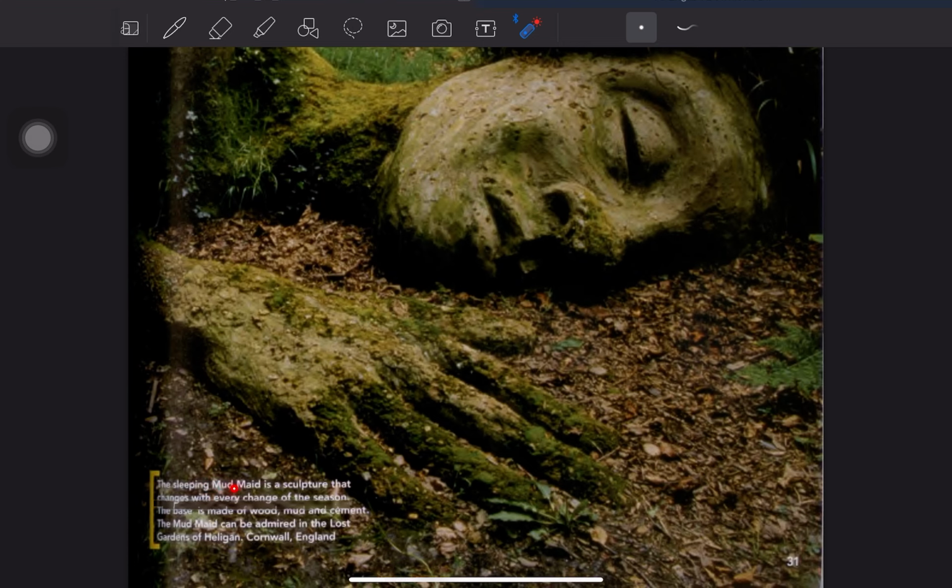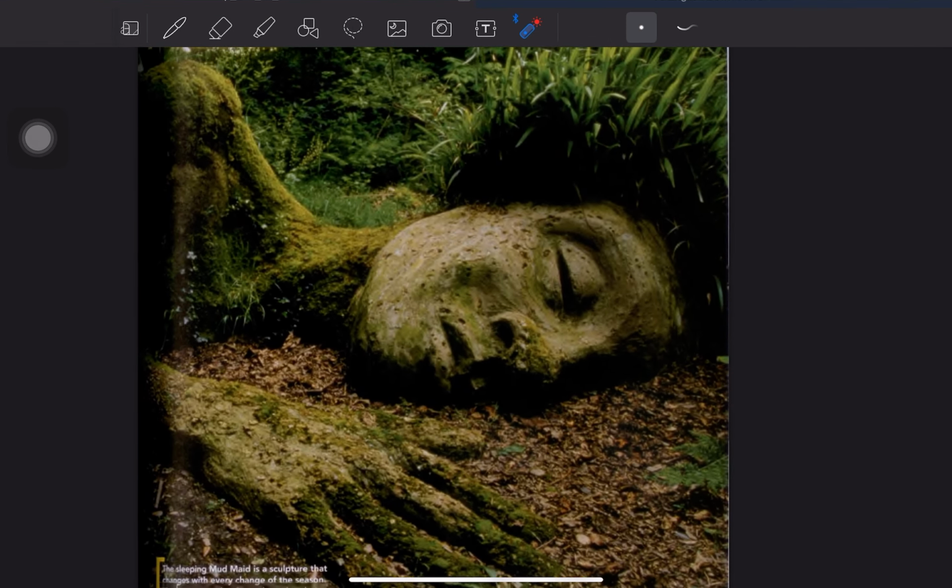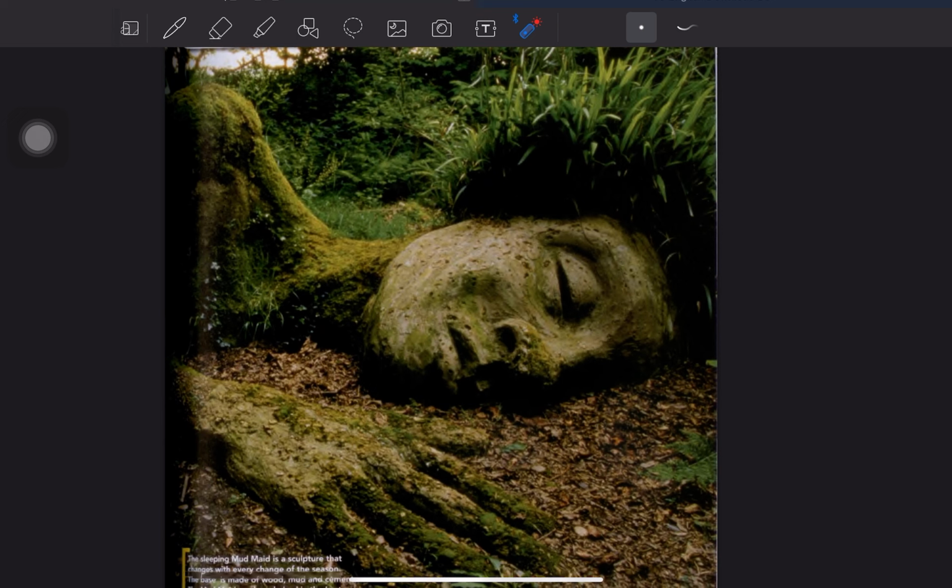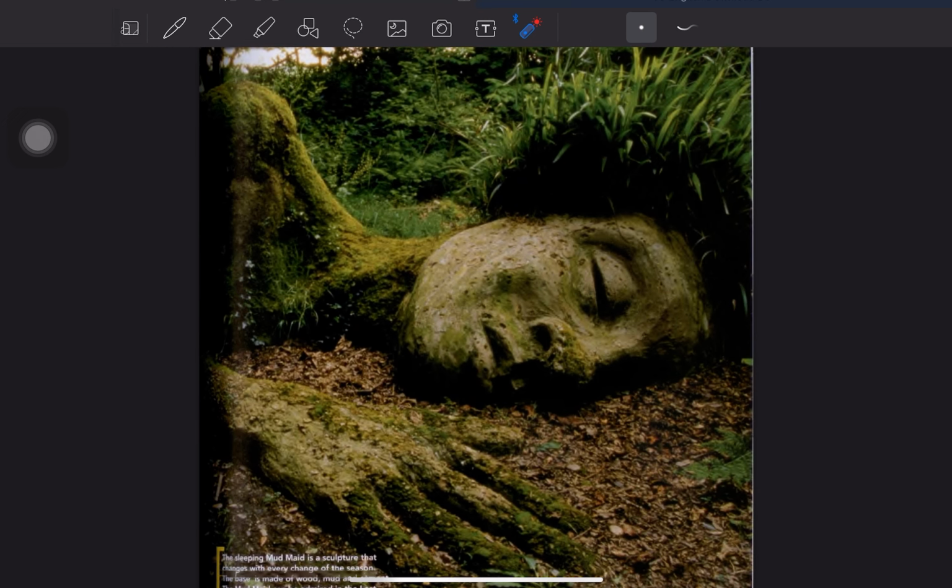Now let's take a look at the caption here. The Sleeping Mud Maid is a sculpture that changes with every change of the season. What do you think the season is? Obviously, it is not winter. If it is winter, I'm sure the face or this sculpture will be covered with thick snow.